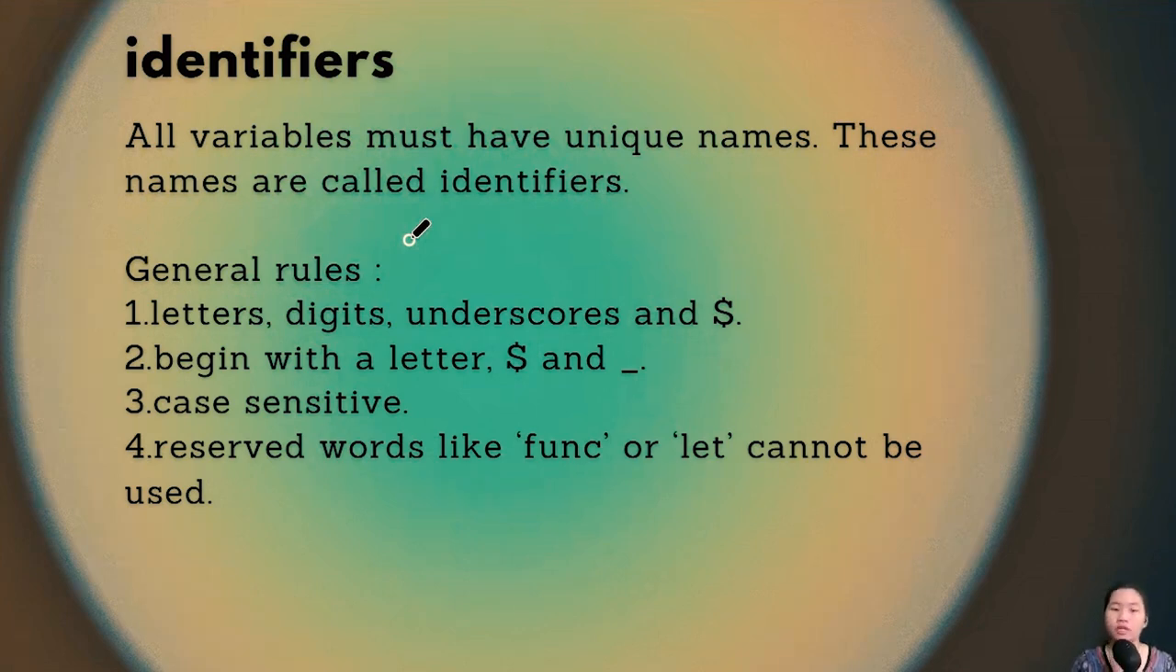Identifiers, a variable name must only consist of letters, digits, underscores, and the $ sign. It can begin with a letter, a $ sign, or an underscore. A variable name is also case sensitive, so a lowercase h and an uppercase H are two different variables. Last but not least, a variable name cannot be a reserved word like function or let or var or any of the keywords that you'll be learning along with me. So you absolutely cannot use those, otherwise JavaScript will get confused and think that you're trying to execute something here, when you're not.